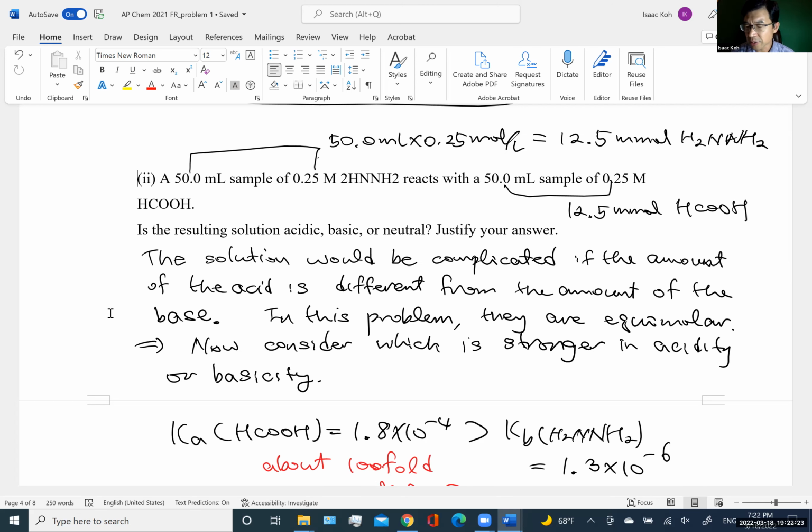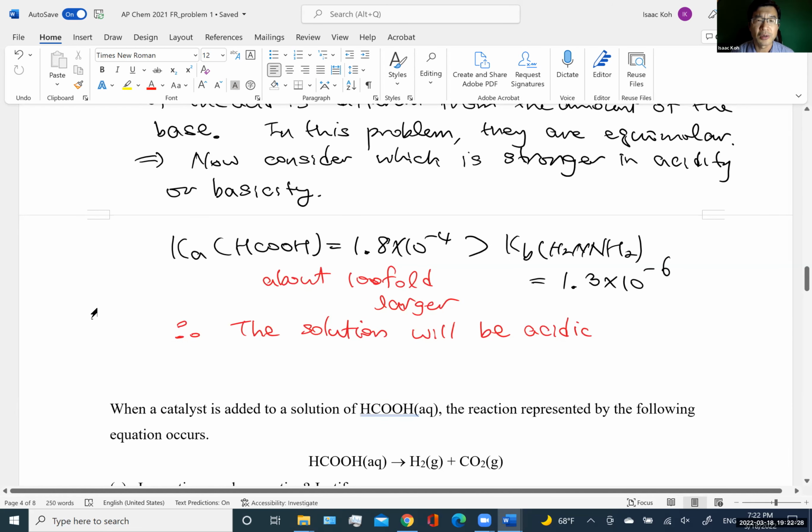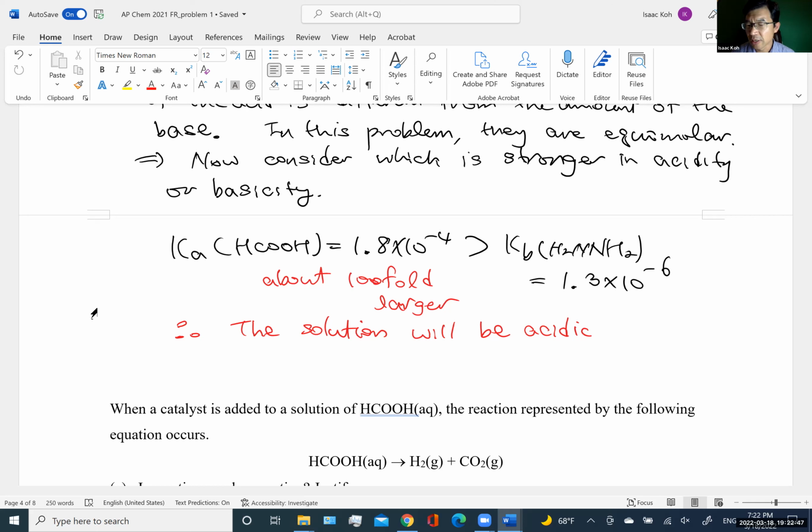Okay, so in this case, we can simply think about which one is stronger in its acidity or in its basicity. Let's think about the Ka value and Kb value of each of the chemical species. The Ka value, the equilibrium dissociation constant of methanoic acid, is 1.8 times 10 to negative 4, and the Kb of hydrazine is 1.3 times 10 to negative 6. In this case, we always focus on the exponent portion. The number is less significant. The exponent is more important.